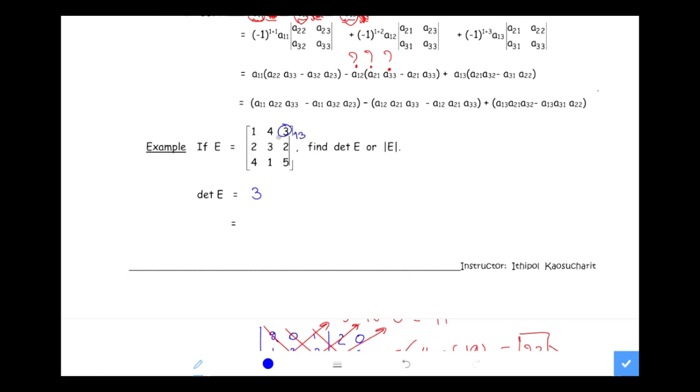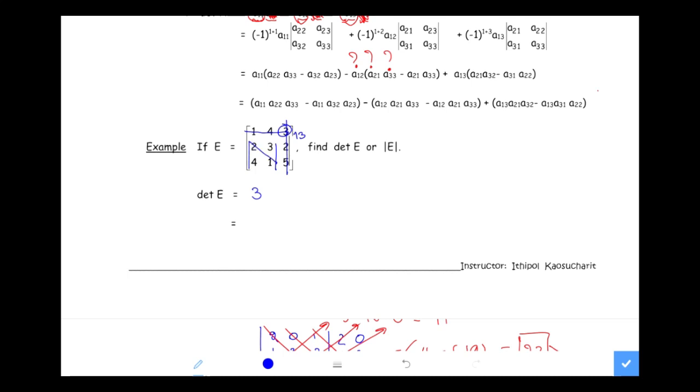Right? This is row 1, column number 3. So 1 plus 3 is even, so we don't have to do anything. We don't have to swap this sign. Okay, and then next, you have to cut it like this and find the determinant of these 4 numbers. So let's find it.